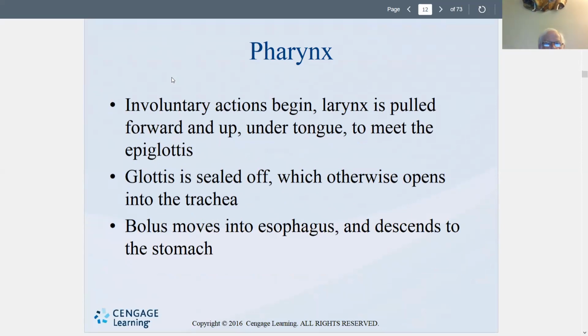Pharynx is where involuntary actions begin. The larynx is pulled forward and up under the tongue to meet the epiglottis, and the epiglottis seals off the glottis, which is what keeps our food out of our lungs. So then this swallowed mass of fully masticated and partially digested food goes into the esophagus and goes to the stomach.